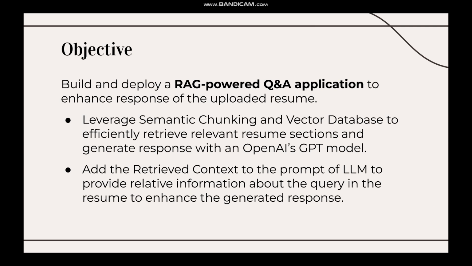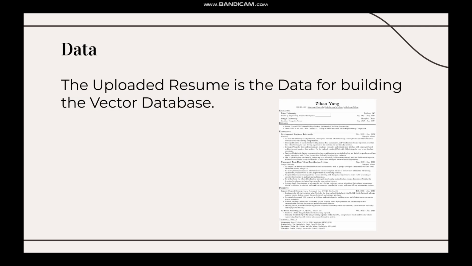This project can be separated into two parts. The first part is that I leverage semantic chunking and a vector database to efficiently retrieve the relevant resume sections and generate a response with the GPT model. After we get the retrieved context, we add it to the prompt of the large language model to provide relevant information about the query, so that it can be used to enhance the general response. This can efficiently prevent hallucinations of the GPT model, because it might not have domain knowledge of each resume.